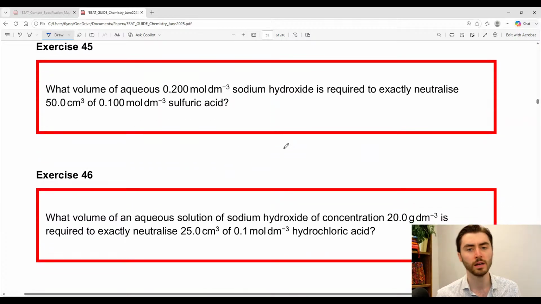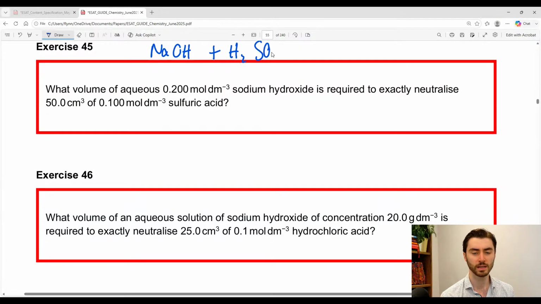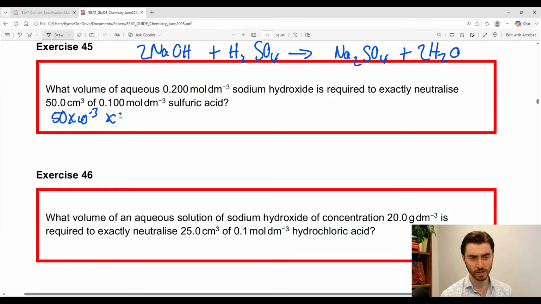Okay, so here. Sodium hydroxide and sulfuric acid is going to go to, now sodium is plus, so 2 of them are required to balance the SO4 2 minus, and a water, so there's got to be 2 of that and 2 of that. Now we're balanced. So we have 50 times 10 to the minus 3 decimeters cubed times 0.1.